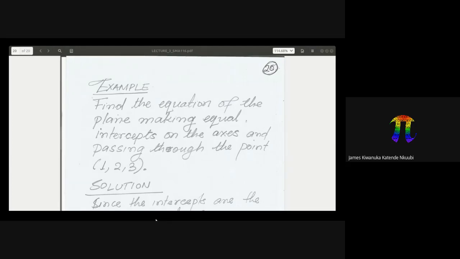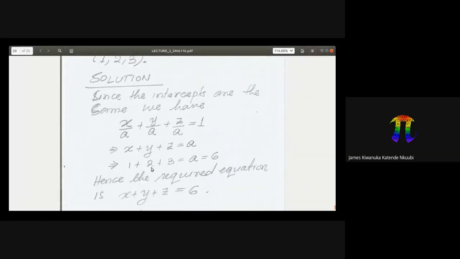So let's see what we get. Here is the solution. So we know that the intercepts are the same. If we use the intercept form of the equation of a plane, we'll have x over a plus y over a plus z over a is equal to 1. If you multiply both sides, you have x plus y plus z is equal to a.